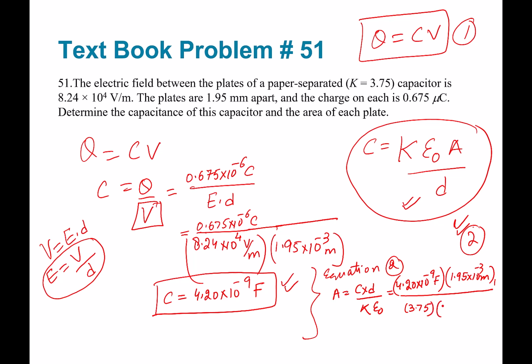For the dielectric medium, epsilon naught is 8.85 times 10 to the power of minus 12 coulomb squared over newton meter squared. So be very careful with the units, and in the end you should end up getting only meter squared. So the area of the plates, after calculating carefully, is 0.247 meter squared.